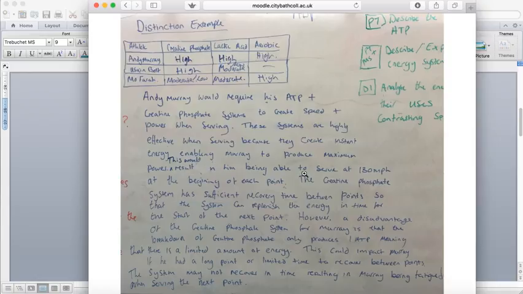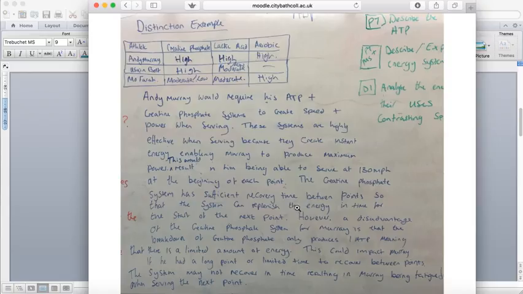to produce maximum power. This would result in him being able to serve at 130 miles an hour at the beginning of each point. The creatine phosphate has sufficient recovery time between points so the system can replenish the energy in time for the start of the next point. Okay, so it's saying that actually Murray's serve should be pretty much at its maximum at the beginning of most points because the system has had time to recover.